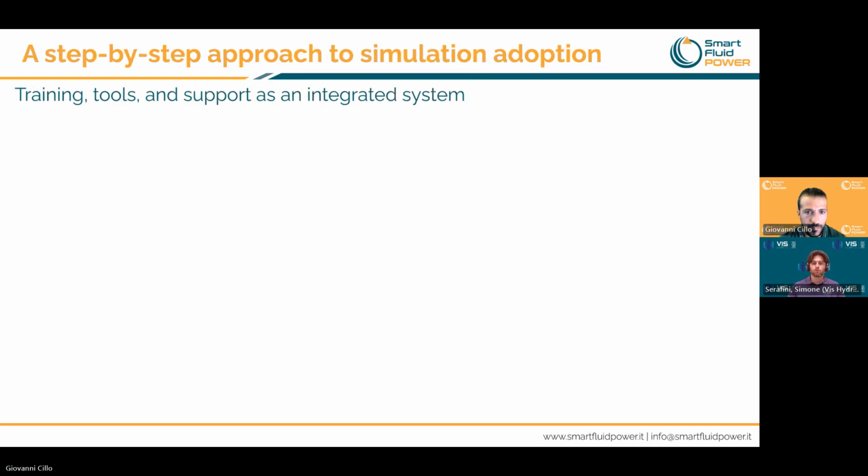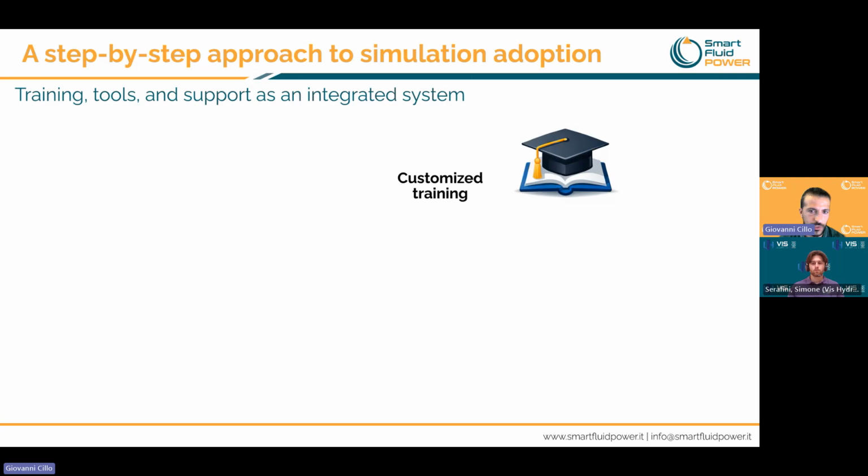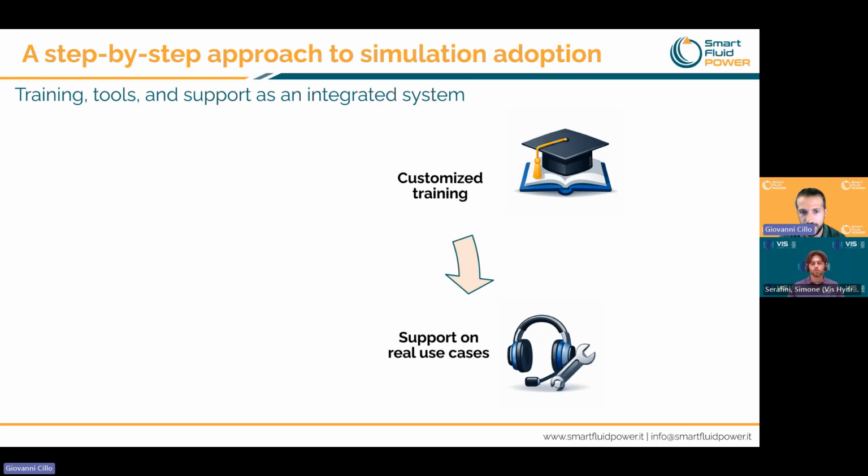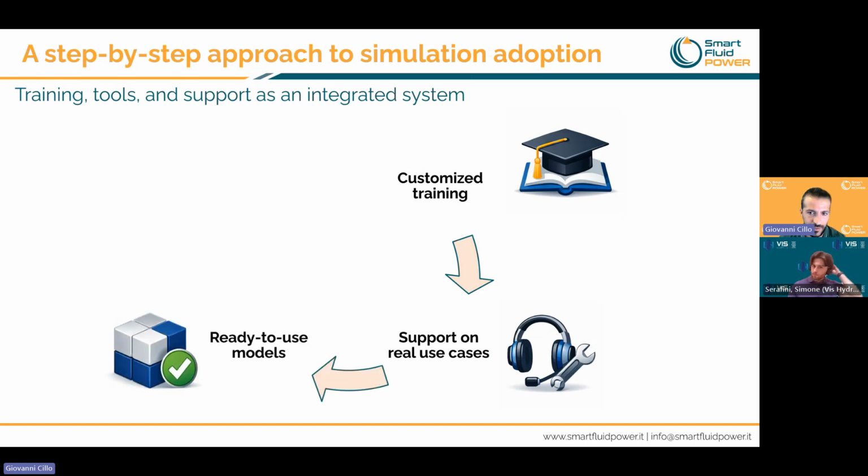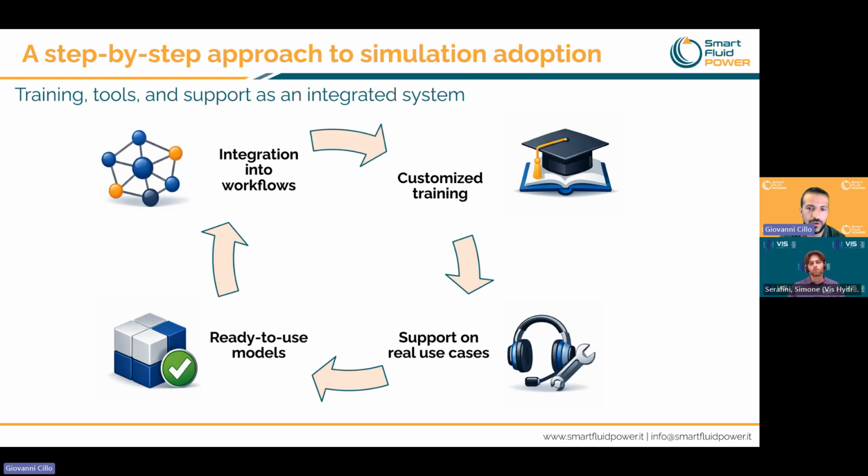For these reasons, SmartFluidPower should not be seen simply as a software provider. The goal is to build a complete pathway that supports companies in adopting simulation across their whole organization. This pathway is based on 4 key elements: training, which builds internal expertise; application support, which reduces risk in the initial projects; ready-to-use models, which accelerate practical adoption; and finally, the integration into company workflows, which is the real long-term objective. When these elements work together, simulation can much more easily become a concrete part of everyday engineering and decision-making activities.